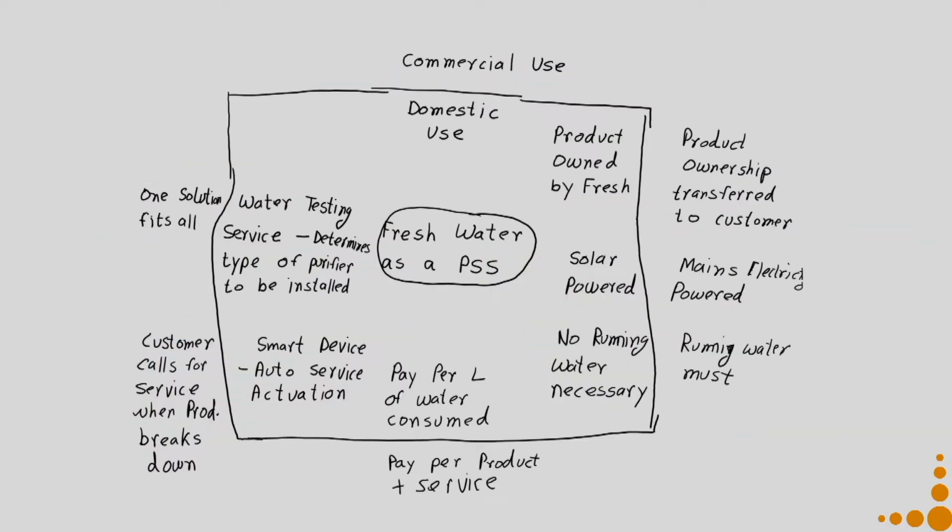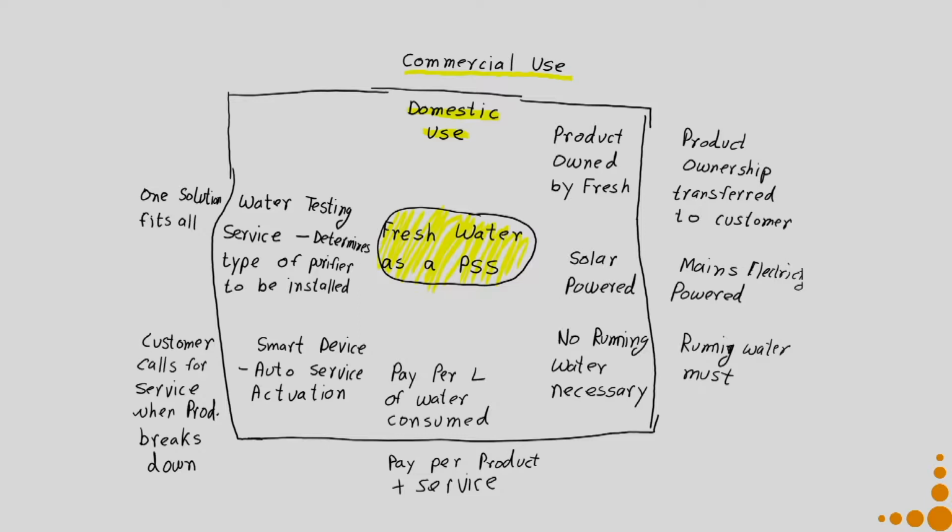So let's see a bigger picture of this and try to discuss it in detail. Say for example, after my previous step, brainstorming, I say that my market definition is going to be fresh water as a PSS. So firstly I define my target is domestic use. I kept commercial use outside the box because I want to clearly say that it's meant for domestic use and it's not meant for commercial use. Commercial use is outside the scope.